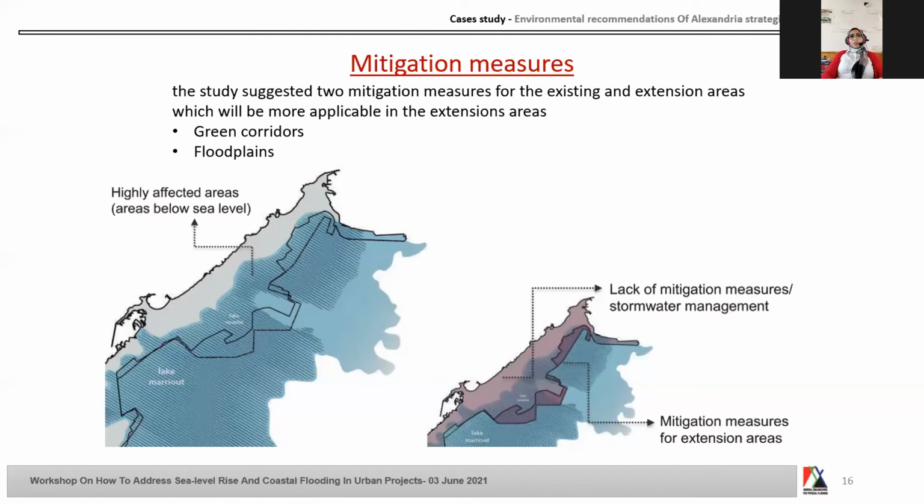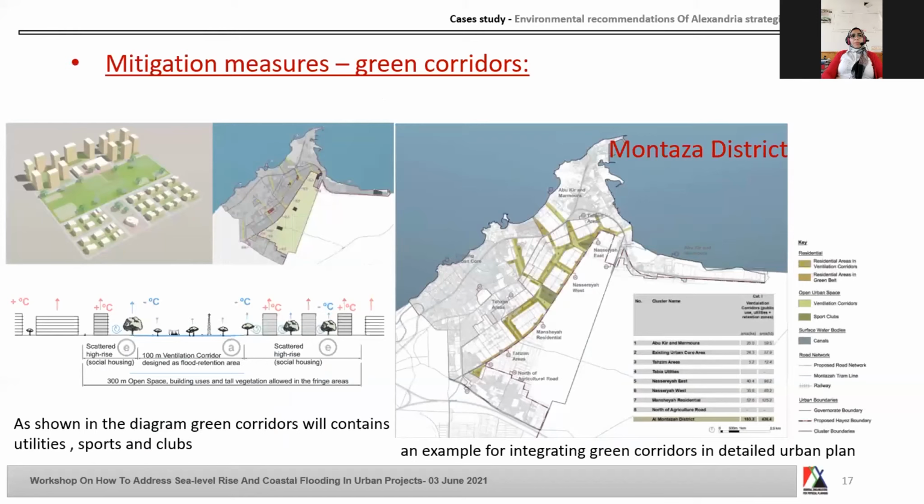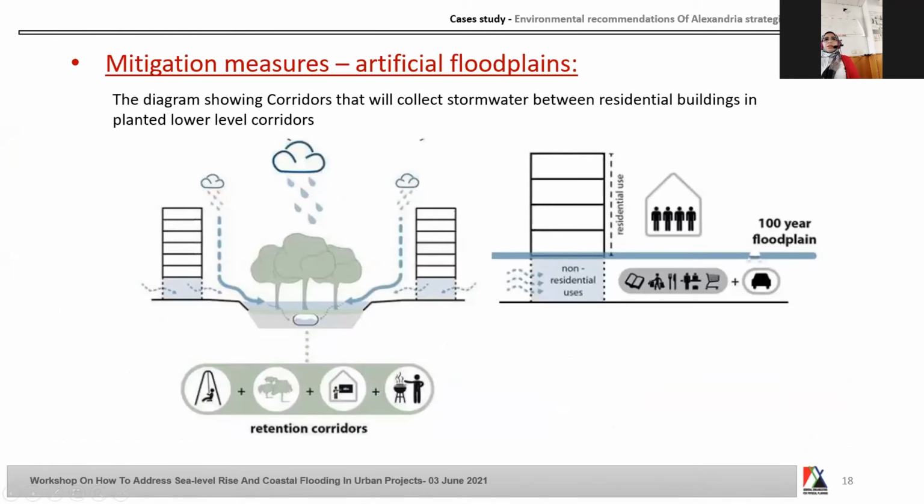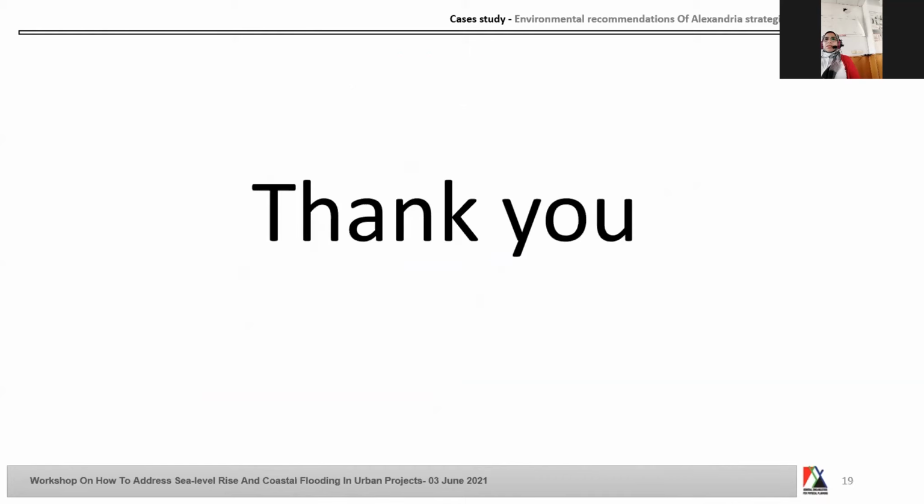The first one is green corridors, as shown in the diagrams. The first diagram is showing green corridors, which will contain utilities, sports, and the club. This map is an example of integration between green corridors in a detailed urban plan. This is Hayy al-Muntaza in Alexandria. This diagram shows corridors that will collect storm water between residential buildings in a planted lower level corridor, to help collect the water and reuse it in other ways. Thank you.